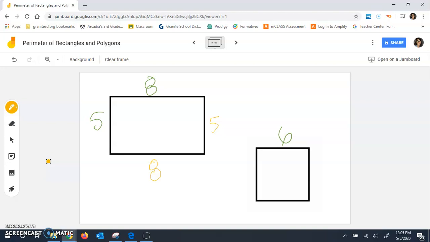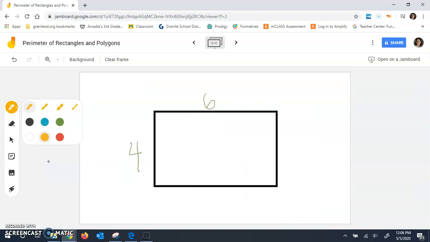And in a square, if you know that one side is 6, then all the other sides are also 6, because all the sides are the same in a square. Sides opposite of each other in a rectangle are the same. Sides of a square are all the same. So if they only give you one number, you know the rest will be that exact same number and can then solve for the perimeter.